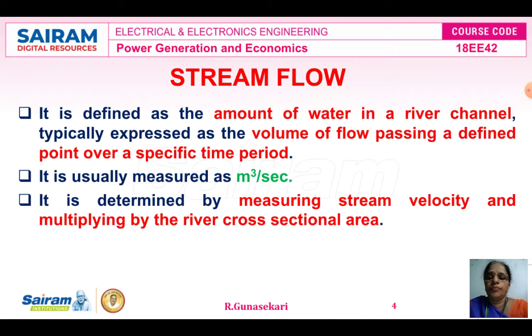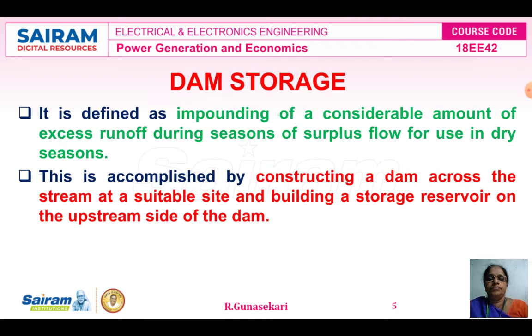Then stream flow. What is meant by stream flow? The definition of stream flow is the amount of water in the river channel, expressed as the volume of flow passing a defined point over a specific time period. The unit of stream flow is the same as runoff, that is meter cube per second. The stream flow is determined by measuring stream velocity and multiplying it by the river cross-sectional area.